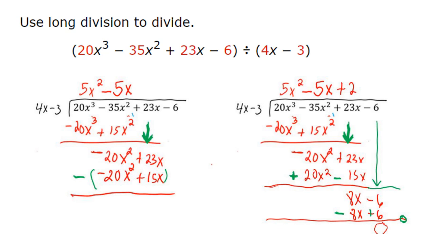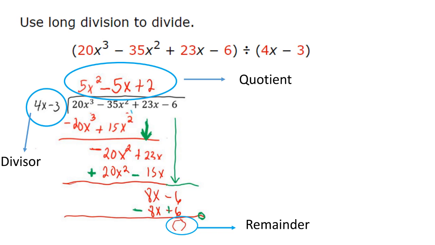So again, the process, we ask ourselves, what do I need to multiply 4x by to get 8x? So I need to multiply it by 2. So 2 times 4x is 8x, and then 2 times negative 3 is negative 6. But since I'm subtracting, it's going to change the signs for both of these, giving me a 0. Okay. So once we have a number or a power less than what we're dividing by, then we know we can stop. And so let's talk about what these numbers mean.